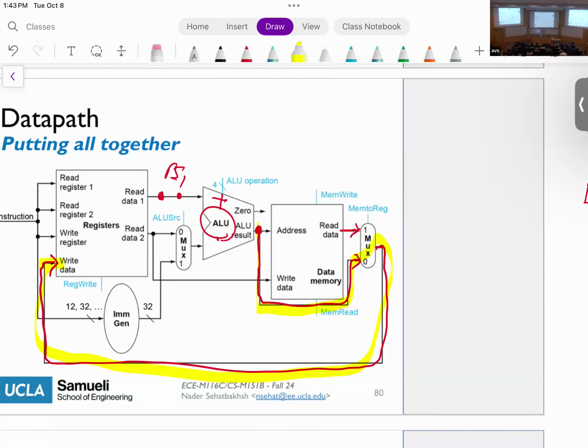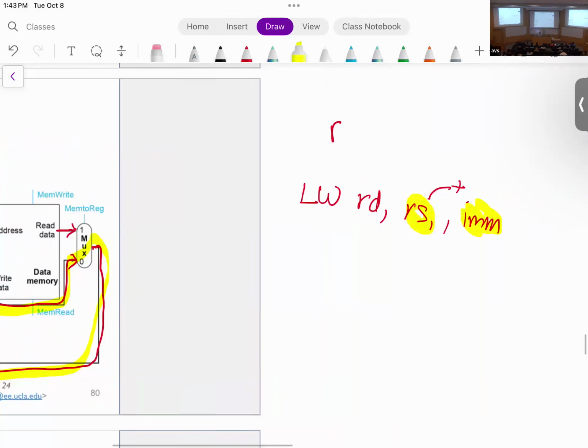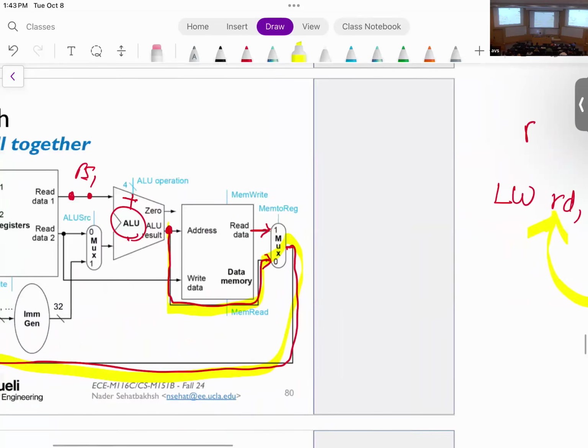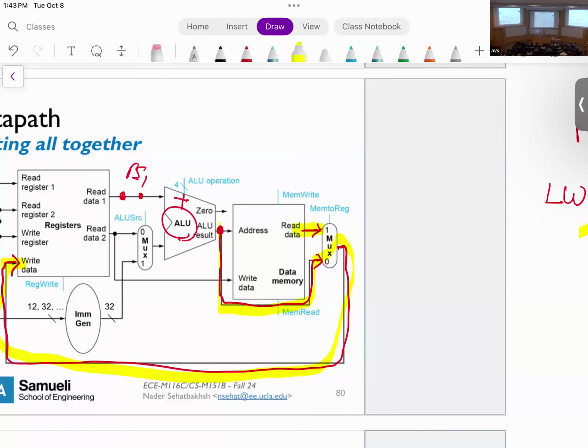But let's say this is a load word instruction, okay? Load word takes this address, reads this value, and writes this value to RD, right? So this means that this value is going to be connected from here to here to here, okay? So this is why we have what we call a mem-to-reg multiplexer. It basically decides the value that we want to write to our register file. Is it coming from the memory, in other words, if this is a load word instruction, or is it coming from the ALU, which means it is an I-type or R-type instruction, okay?